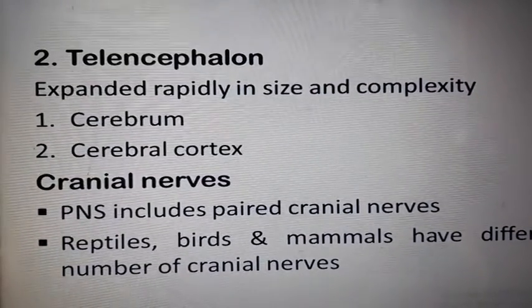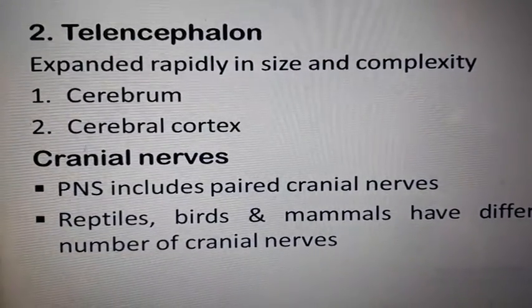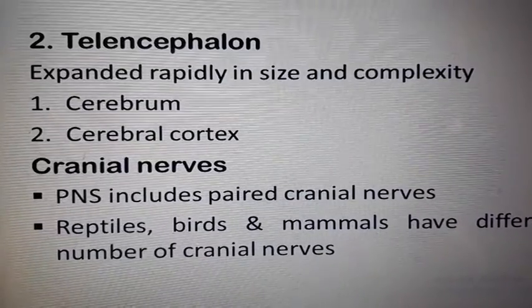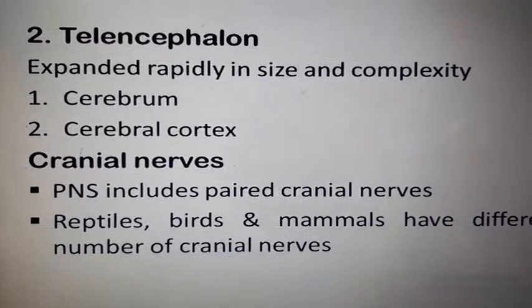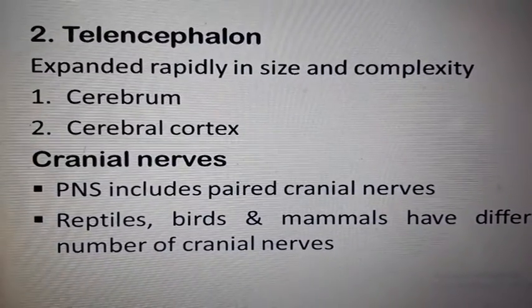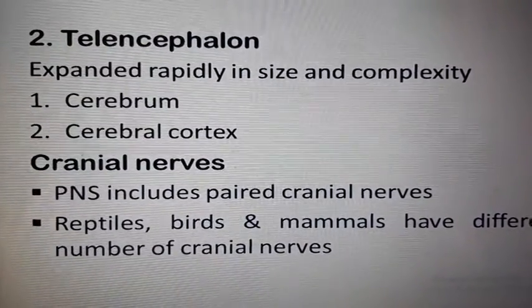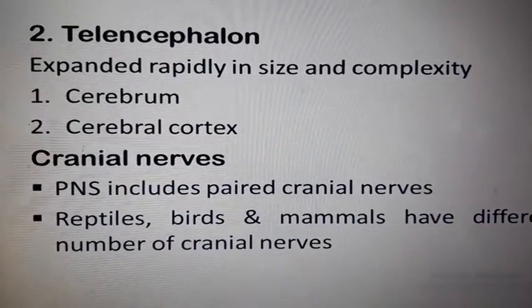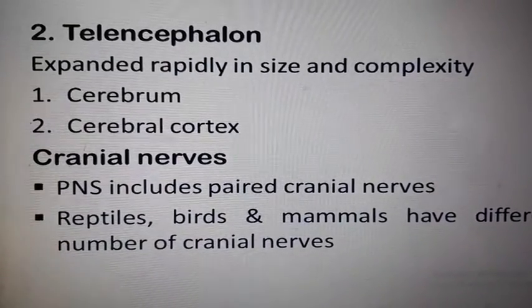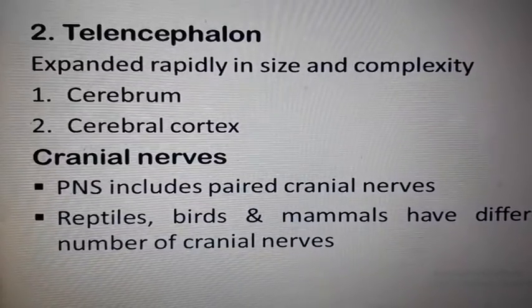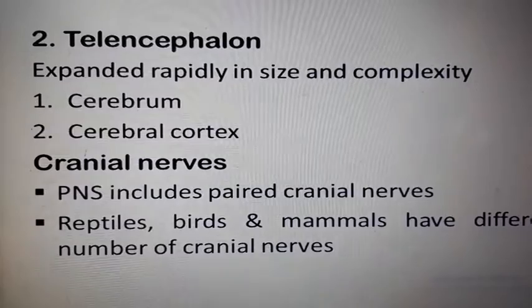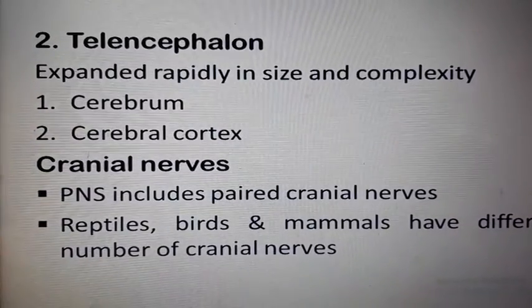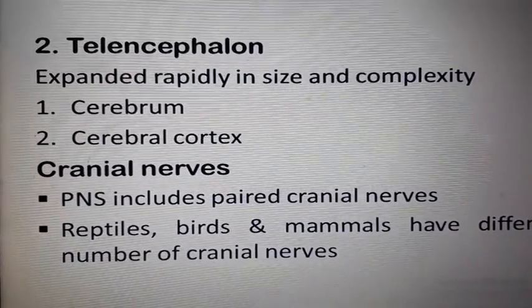After the forebrain, we come to the cranial nerves. So what are the cranial nerves? In addition to paired spinal nerves, the peripheral nervous system of vertebrates includes paired cranial nerves. Reptiles, birds, and mammals have 12 pairs of cranial nerves. So, how many cranial nerves do reptiles, birds, and mammals have?